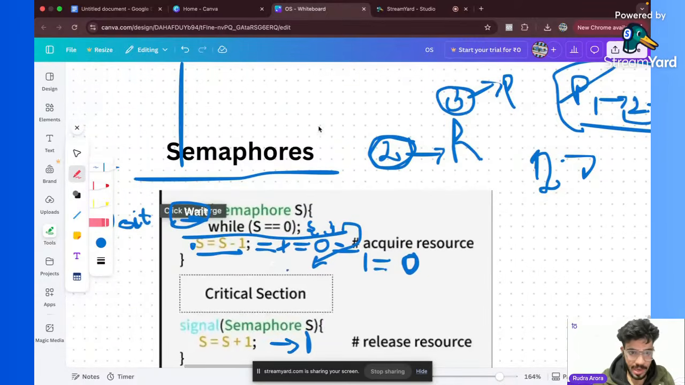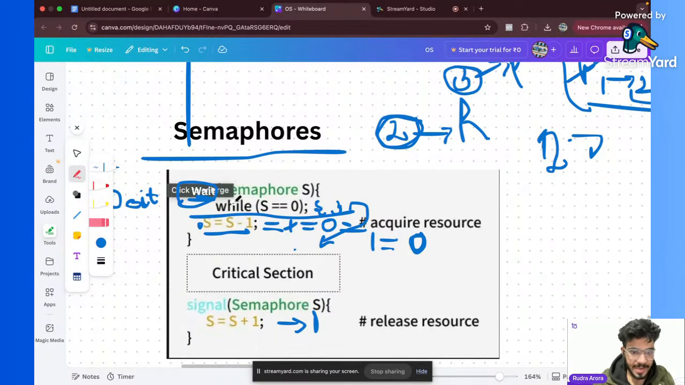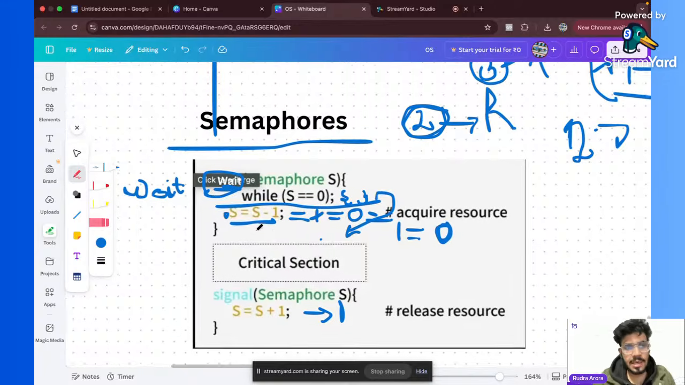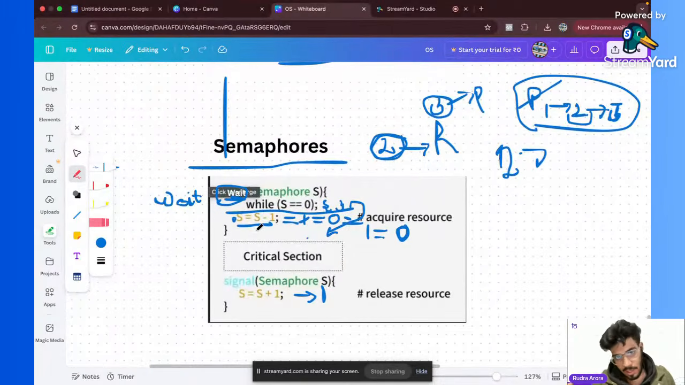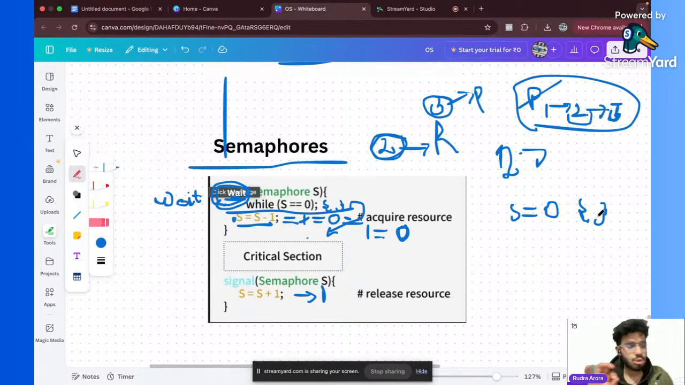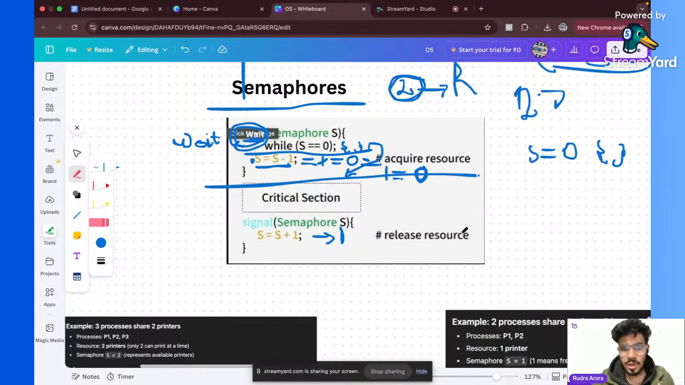So first of all, tell me, are you clear about what wait and signal are doing? They are doing nothing special. Whenever a process comes, it will call wait. Wait will do two things. Either it will do s minus minus, or it will see that if s is already 0 for now, means there are no resources, it will trap that particular process. It will say, okay, I'll share the resources with you, but till now I have no resources left with me.